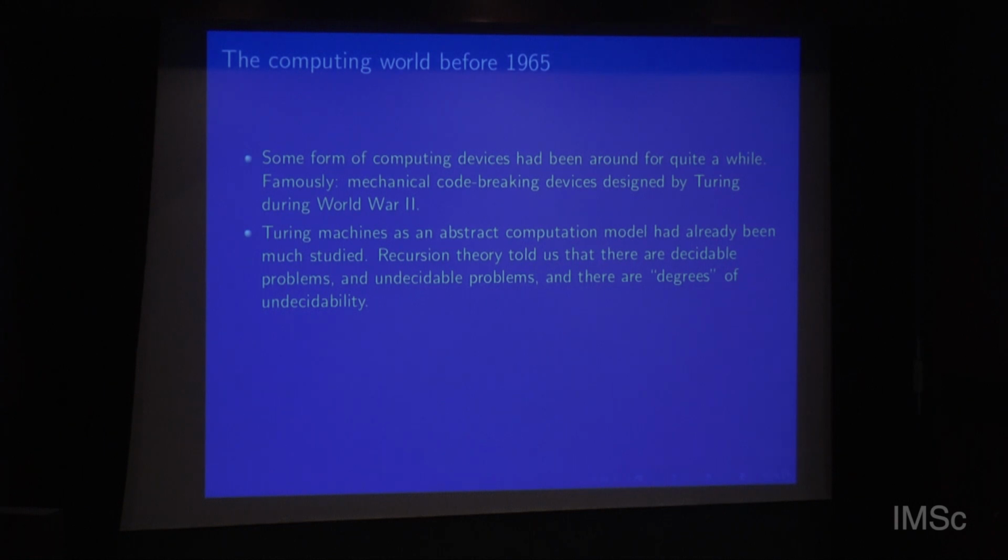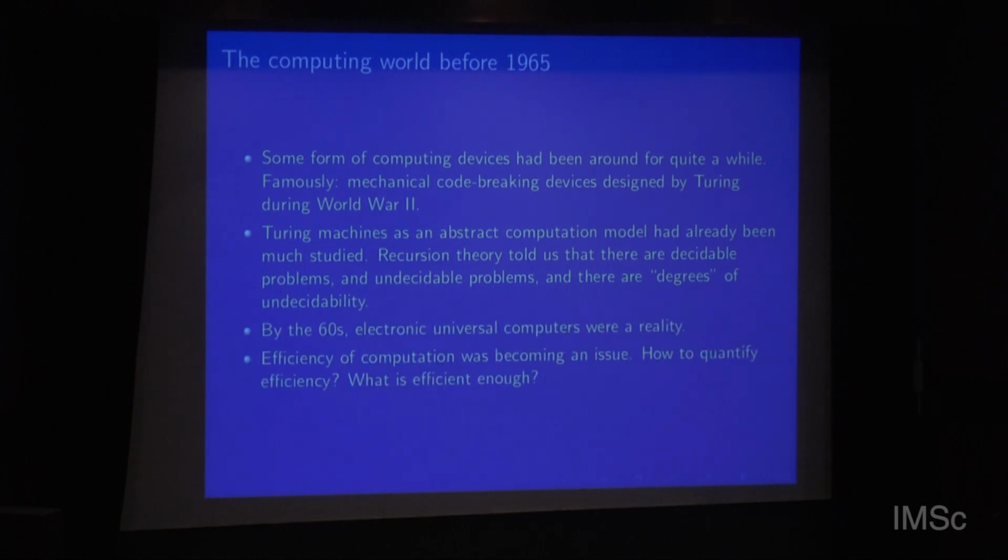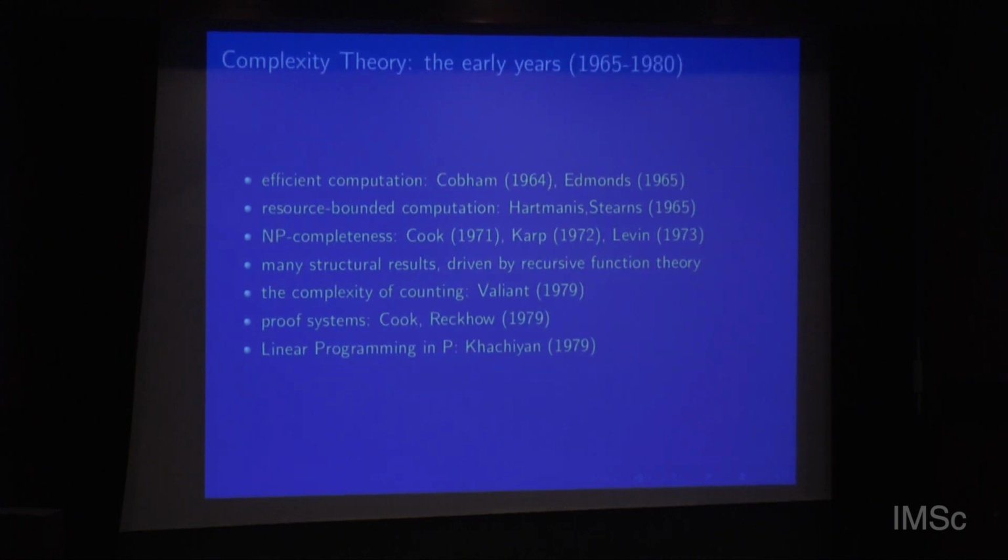And then around that time, incidentally that was also the year when I was born, so it was a nice year to pitch this. In the mid 60s, electronic universal computers had really become a reality, and it became a more pressing concern to talk not just about what is computable and what is not computable, but about what is efficiently computable and what is not efficiently computable. What is efficient enough? This question itself required some attention to be able to describe formally.